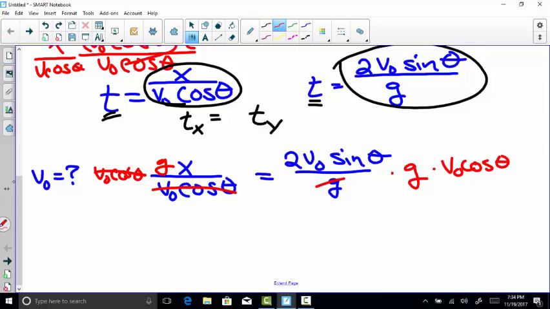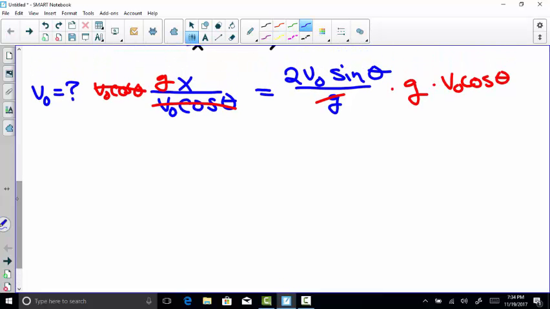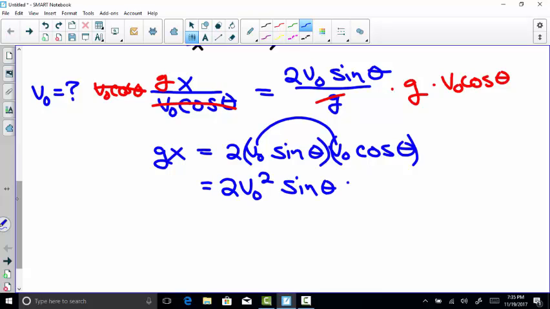So now what I have is an equation that says gx equals 2v initial sine theta times v initial cosine theta. This times that is v initial squared, so I have 2v initial squared times the sine of theta times the cosine of theta equals gx.